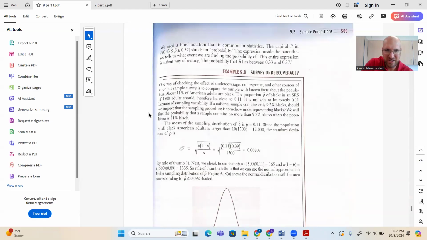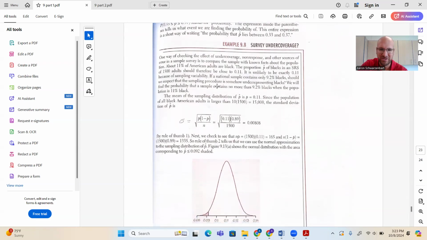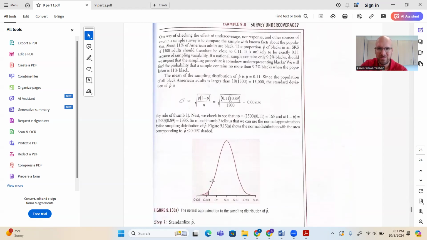So, survey undercoverage. One way of checking for survey undercoverage, non-response, and other sources of error in a sample survey is to compare the sample with known facts about the population. About 11% of American adults are Black. The population proportion of Blacks in an SRS of 1,500 should therefore be close to 0.11. If a national sample only contains 9.2% Blacks, should we suspect the sampling procedure of somehow underrepresenting Blacks? Well, it's a bit low, but is it low enough, or was it just random selection?